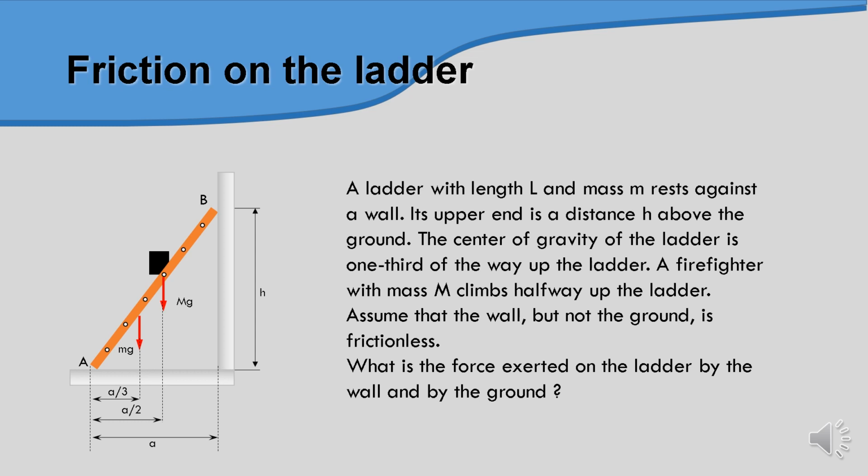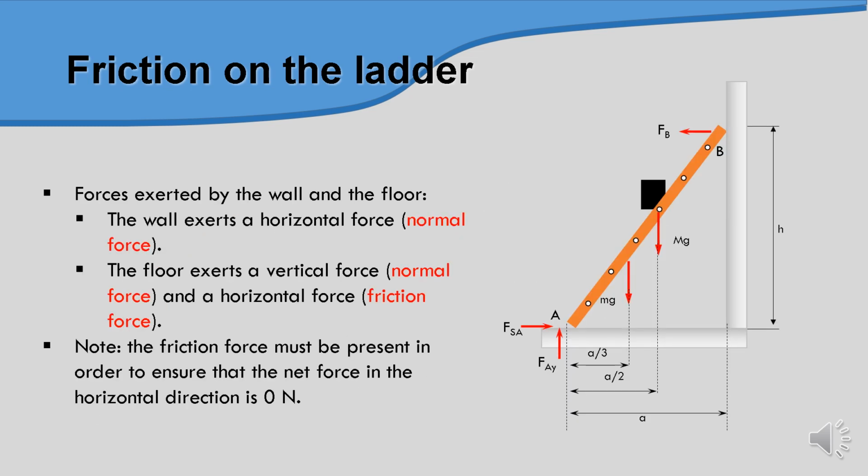So how do we manage to solve this? I think we need to draw a free body diagram. So we need the normal force FB here, and then we have FAY. From point A we have two forces acting, FAY and FSA. Because the ladder will slide to the left side, the friction will act in the counter direction. From this we have a normal force here, but since it is frictionless, there is no force acting upwards.